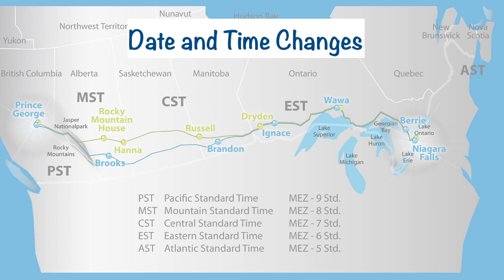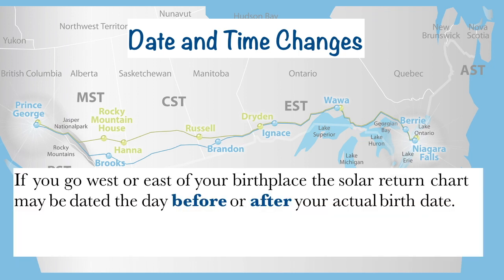It could be the day before, and of course if you're on the other side of where you were born, it could be the day later. So if you go west or east of your birthplace, the solar return chart may be dated for the day before or the day after your actual birthday, and in some extreme cases it can actually be 2 days. So do not worry about that. The computer will actually calculate it for you.